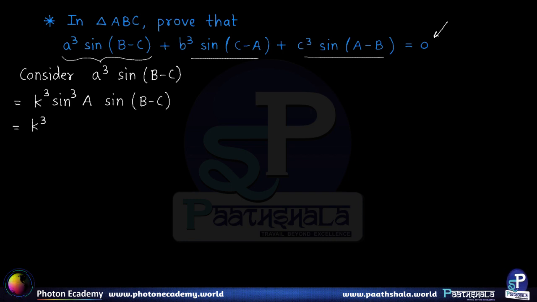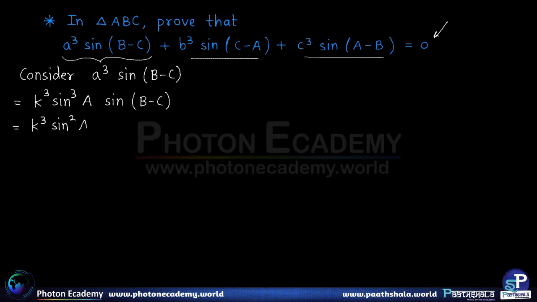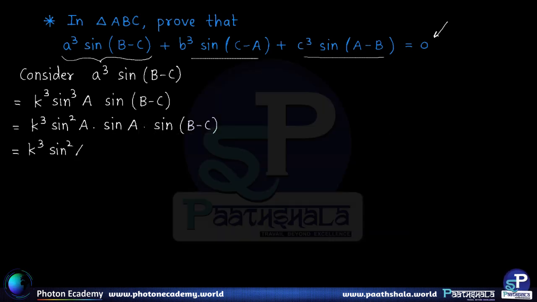So therefore, what we do is, first of all, let us break the sin cube A into sin square A into sin of B minus C, and somehow we have to write this sin A in some different manner, and that we can do by writing sine A as sine of B plus C. Correct? That's a property of triangle. Into sine of B minus C.